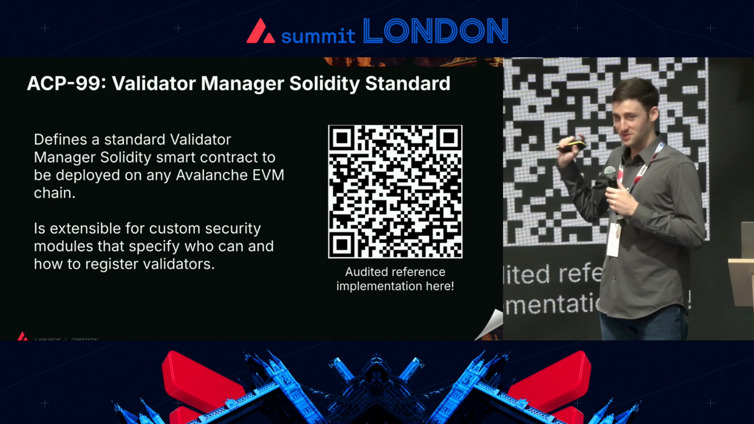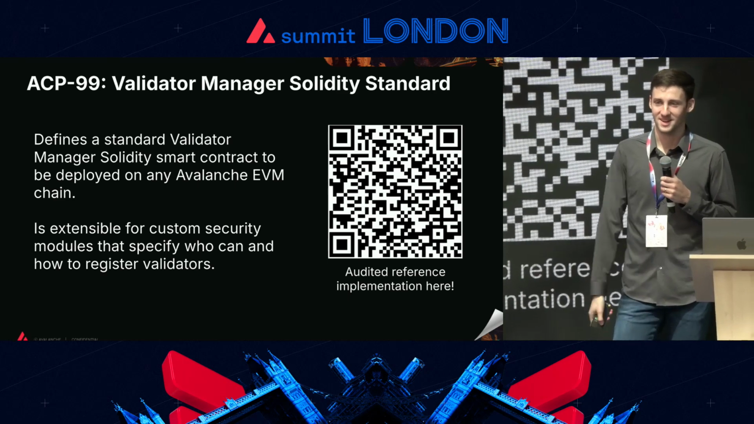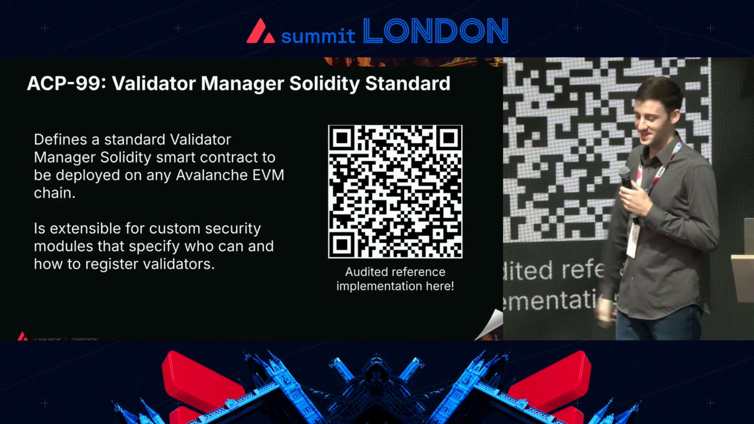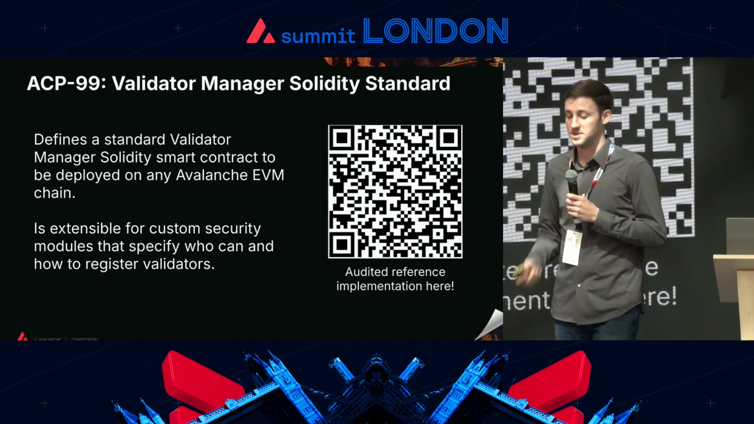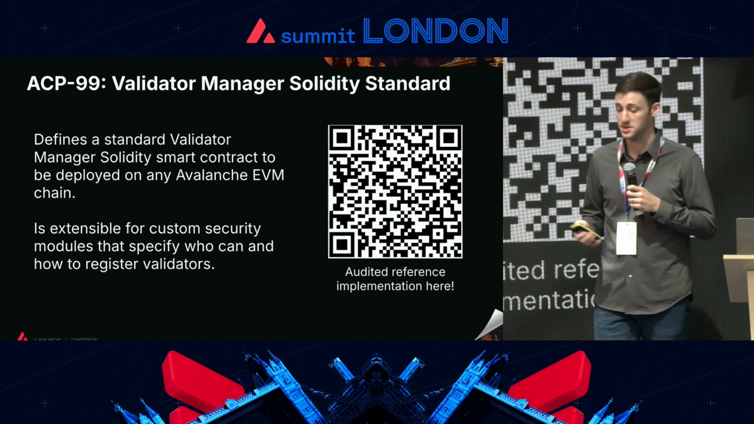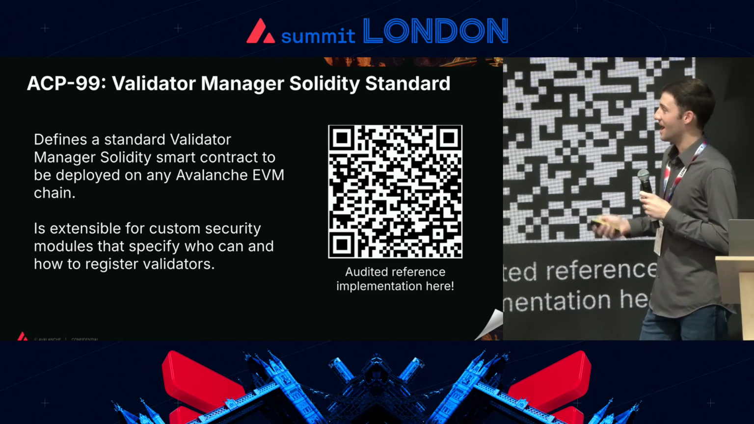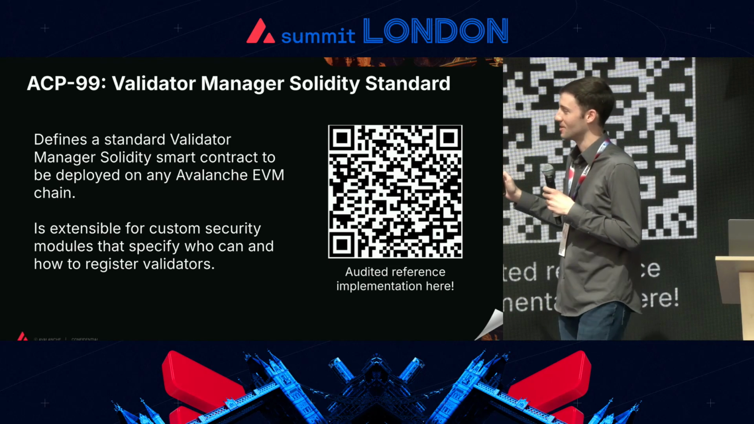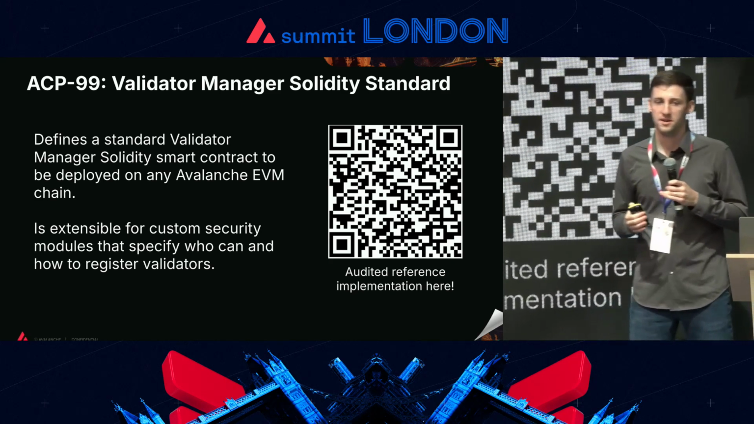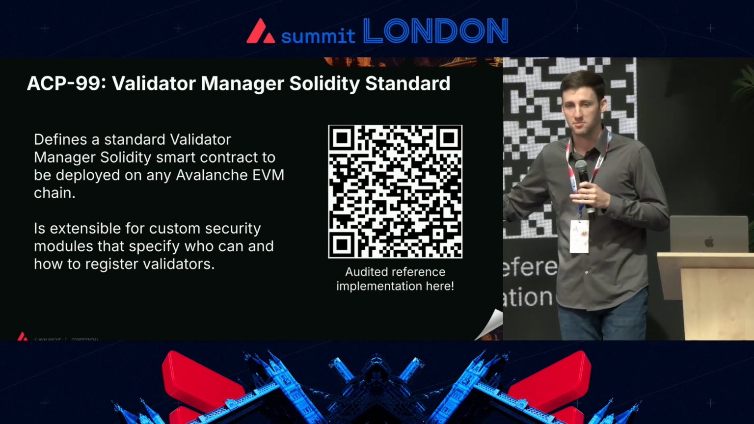So it was actually the first community-proposed ACP, by the Suzaku team and Gautier, who's speaking right after this about the various variants of the ACP-99 contracts. But ACP-99 defines a standard for validator manager Solidity smart contracts to be deployed on any Avalanche EVM chain. And the any Avalanche EVM chain part here is actually very interesting, because the validator manager for a given L1 does not need to live on the L1 itself. It can live on a completely separate chain.